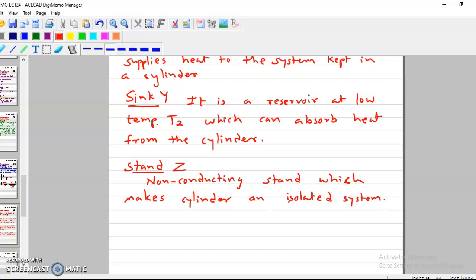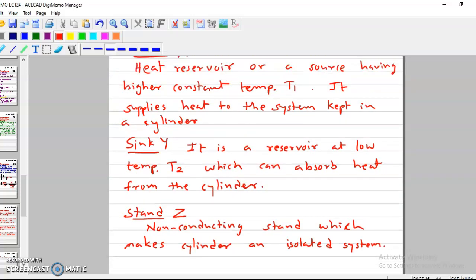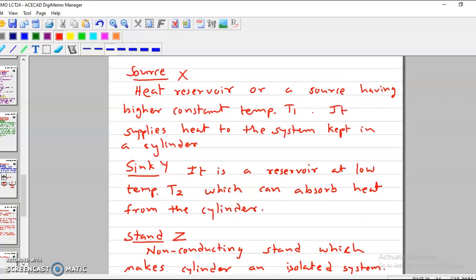Okay, how this heat engine works or functions, that we will take in the next lecture, because we do not have enough time in this lecture to complete the Carnot cycle. So function of Carnot cycle will be discussed in the next lecture.